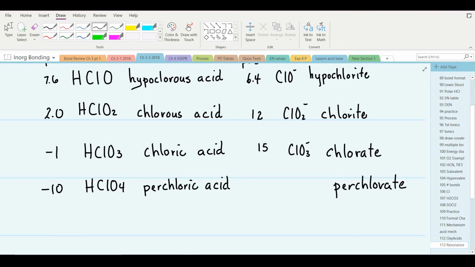Perchlorate ion would be ClO4 minus, and therefore its pKb would be 14 minus negative 10, or 14 plus 10, which is plus 24. That is a really weak conjugate base of a very strong conjugate acid. I'd like us to draw the structures of some of these and consider resonance, and we'll talk about why these differences in acidity apply for removing the same hydrogen ion from different oxyacids.